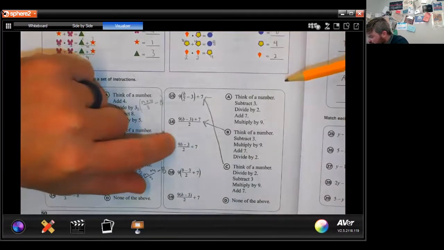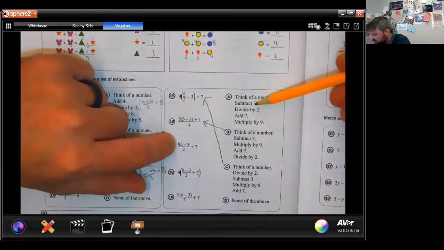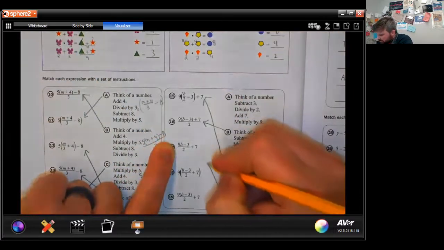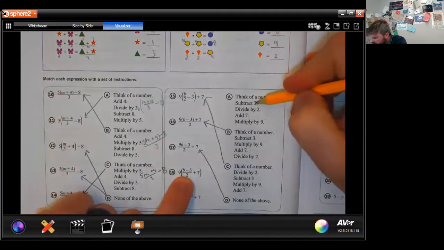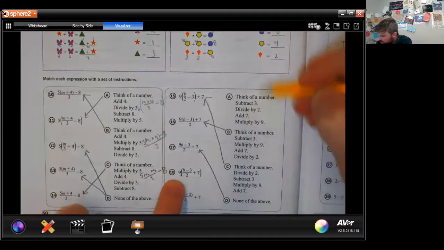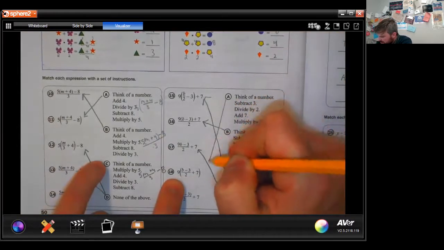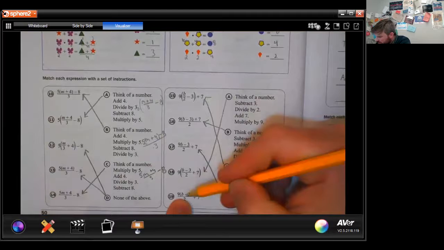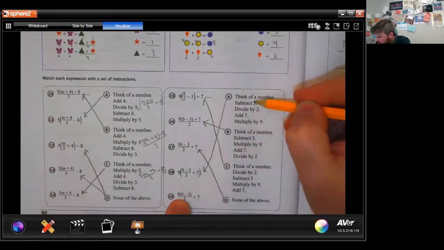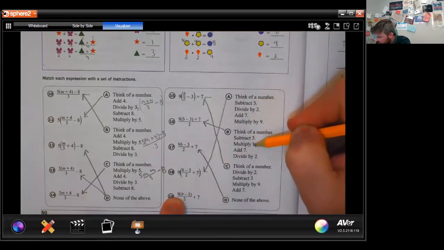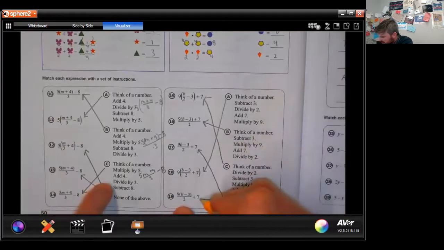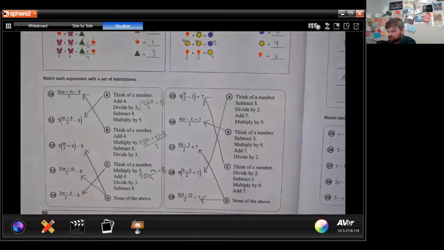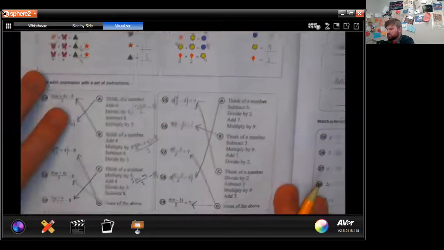Think of a number, I multiply by 9 first, which I don't see any of those multiplying by 9 first. Okay, think of a number, subtract 3, then I divide by 2, then I add 7, and then multiply by 9. So this is A. I think of a number, subtract 3, multiply by 9, then I divide by 2. That's not that, that's not that. So this one is also D. It's not any of those instructions. So make sure you can walk your way through some of those instructions.